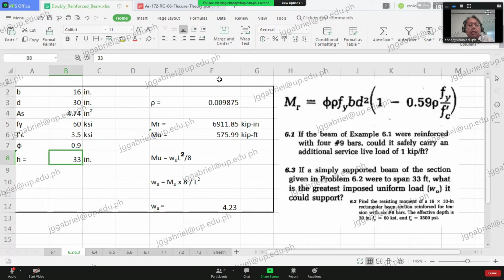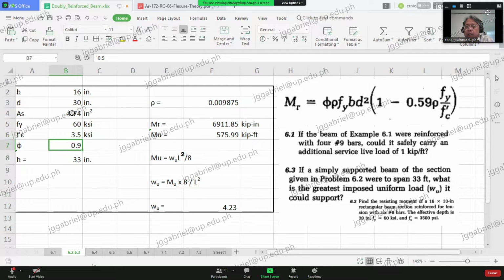H is total height, no? That's the concrete part. And then Fy is 60 KSI. F prime C is 3,500 PSI, but in KSI, that's 3.5. Of course, your phi is 0.9.